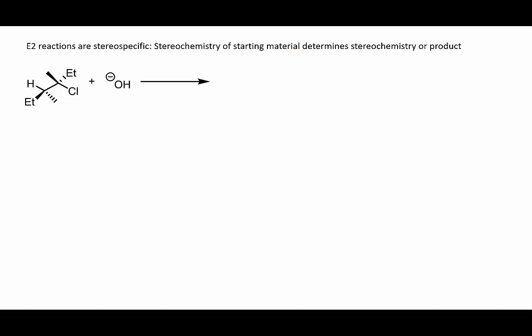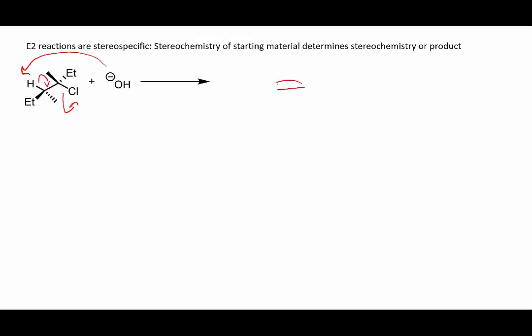E2 reactions are also stereospecific, which means the stereochemistry of the starting material will tell us the stereochemistry of the product. So, in this case, if we're going to draw our mechanism, the hydroxide will attack the hydrogen, form a new pi bond, and kick off the chlorine. So, let's have our new alkene drawn here.